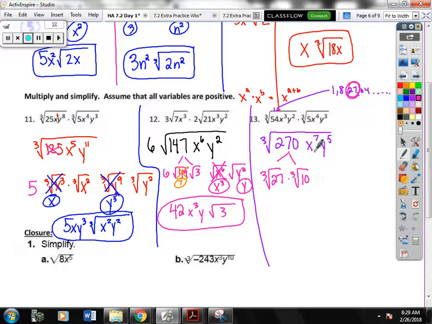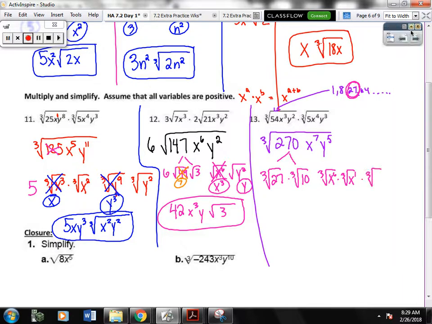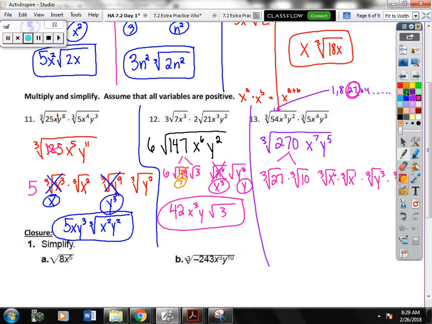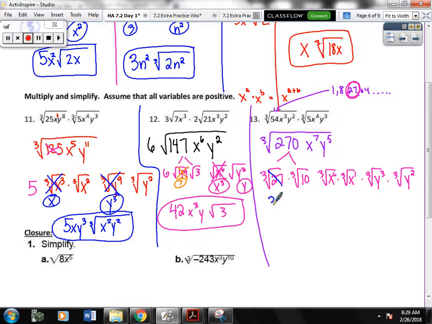And then we will break this into the cube root of x to the 6th times the cube root of x to the 1st. 6 plus 1 gets me back to 7. And then I will break my y's into cube root of y to the 3rd and y to the 2nd. And we can simplify that down a little bit and we'll be done. So this will be 3. The cube root of x to the 6th is x squared. And the cube root of y cubed is just y. So those are my outside terms, and then everything else goes back under one cube root.